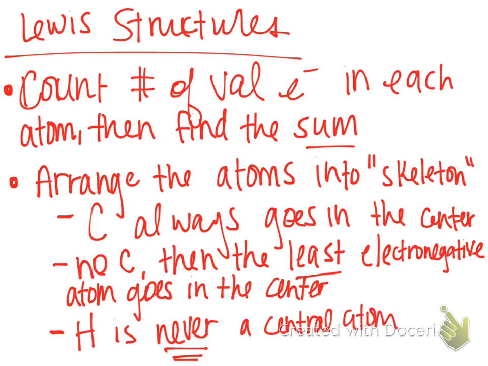Okay, why would that be? If hydrogen can never be a central atom, why would that be? How many valence electrons does hydrogen have? 1. So it can only ever bond to one thing, right? It only has 1 electron to contribute. So it can only ever have 1 bond. There's no way it could be in the center. So it's always an outer element. Okay, so we count our valence electrons, we put it in the skeleton, and there are our little rules for the skeleton. Questions so far?